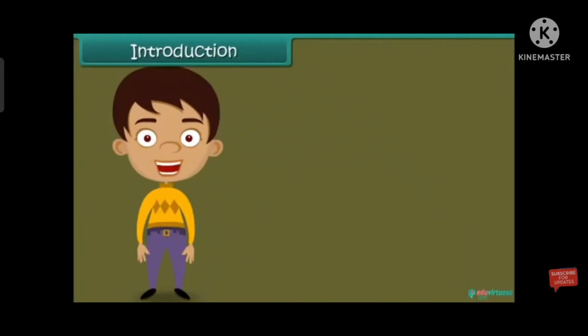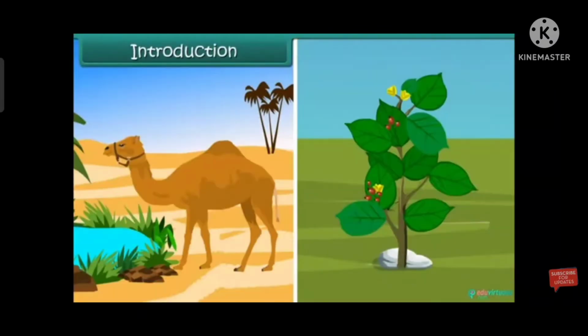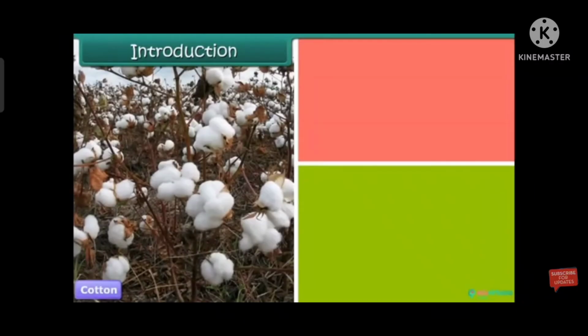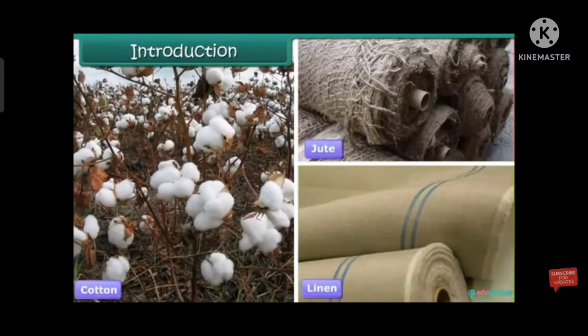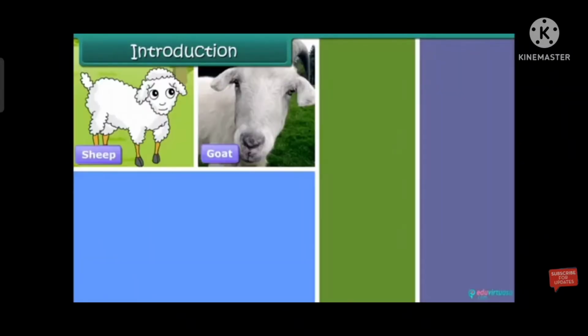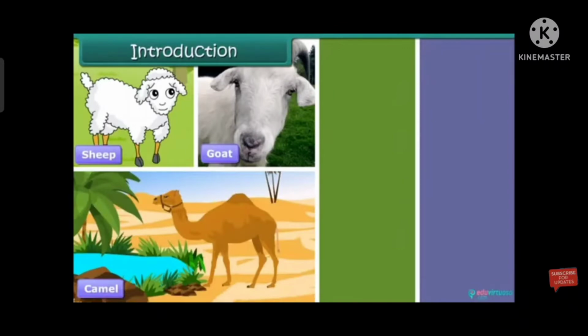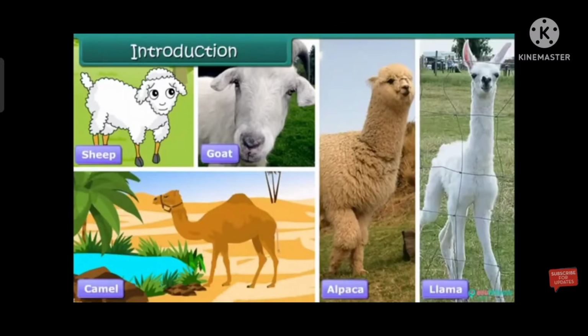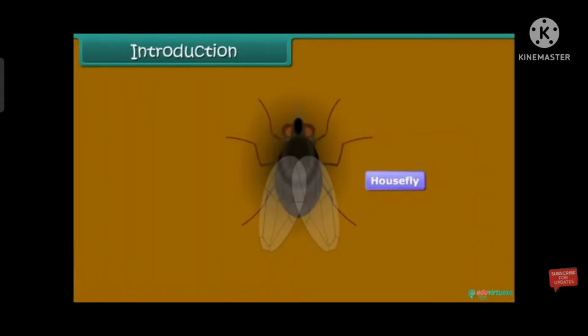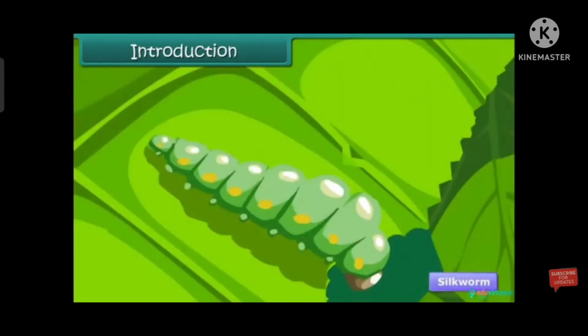Fibers can be obtained from both plants and animals. Some familiar plant sources of fiber are cotton, jute, and linen. Some well-known animal sources of fiber are sheep, goat, camel, alpaca, and llama. If we treat insects as different from animals, then the silkworm can be classified as an insect source of fiber. In this lesson, we learn about an animal fiber, namely wool, in detail.